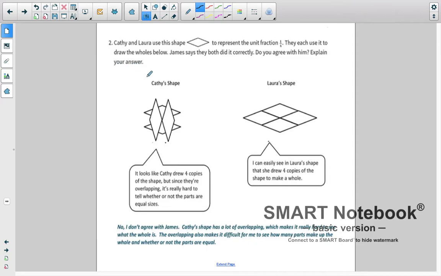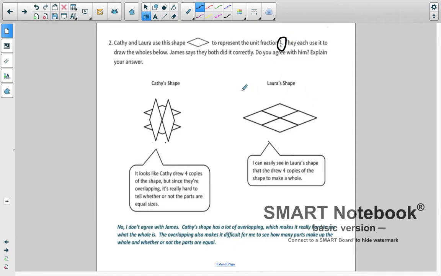Now, number 2 says, Kathy and Laura use this shape. This is our diamond right here. To represent the unit fraction 1/4. I'm going to circle that because that's important. They each use it to draw the wholes below. James says they both did it correctly. Do you agree with him? Explain your answer.